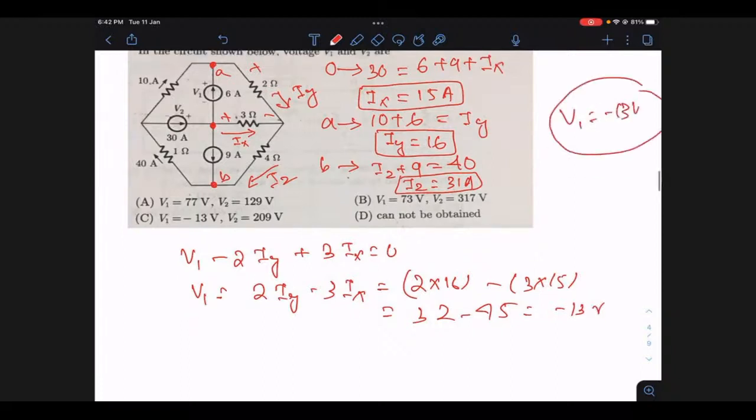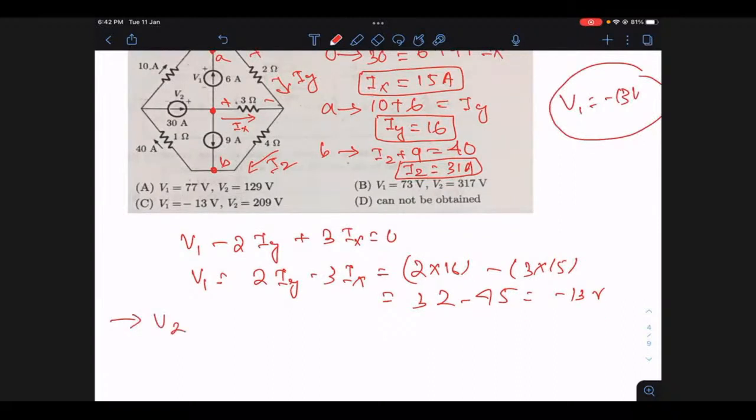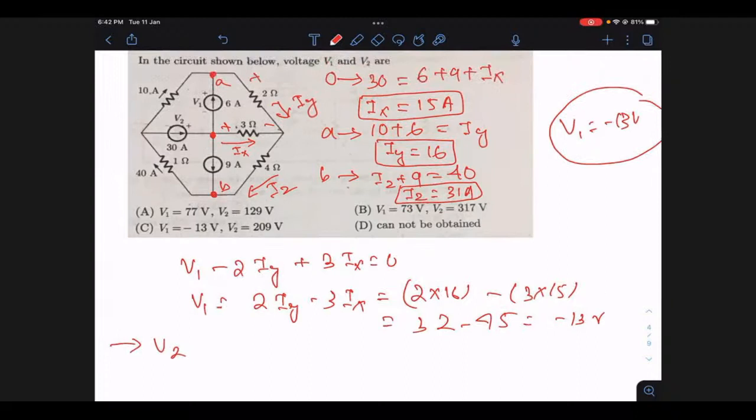And what is V2 then? Coming to V2, how do you get it? To get V2, I'll check which mesh I should select so that I get the value of V2. I can select this one, the outer one. Now you may ask, sir, why can't you go this way? I can't go this way because I don't know the voltage here, the resistor value is not given. And in this way also I can't go because I don't know the voltage of this 9 ampere source as of now. That's why it is wise to write the KVL at this particular mesh, which I'm highlighting now.